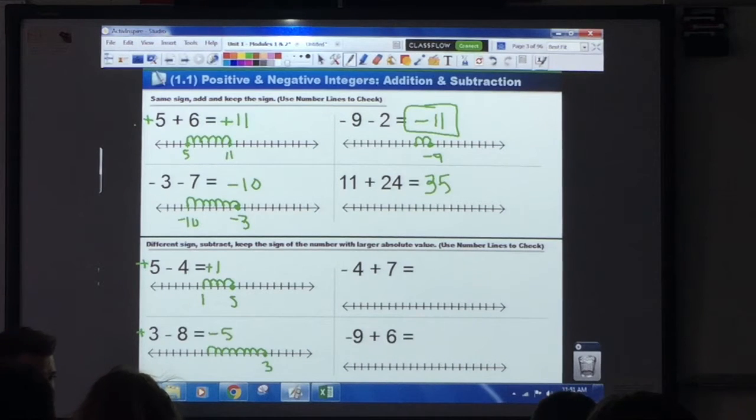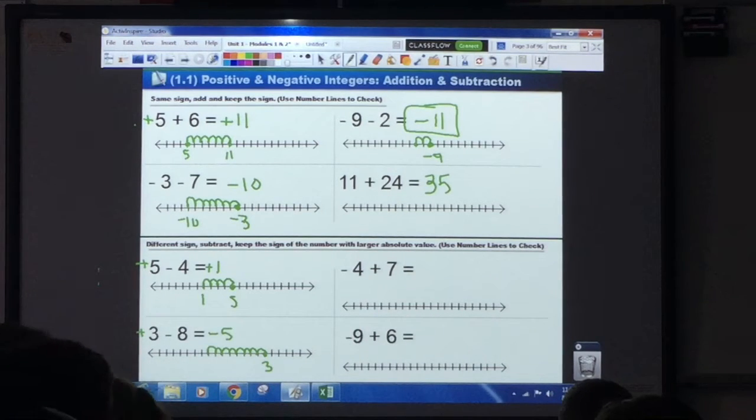I'm going to show you something on the next page that's even easier. You can use counters. For small numbers like this, it's even easier than drawing out a whole number line.